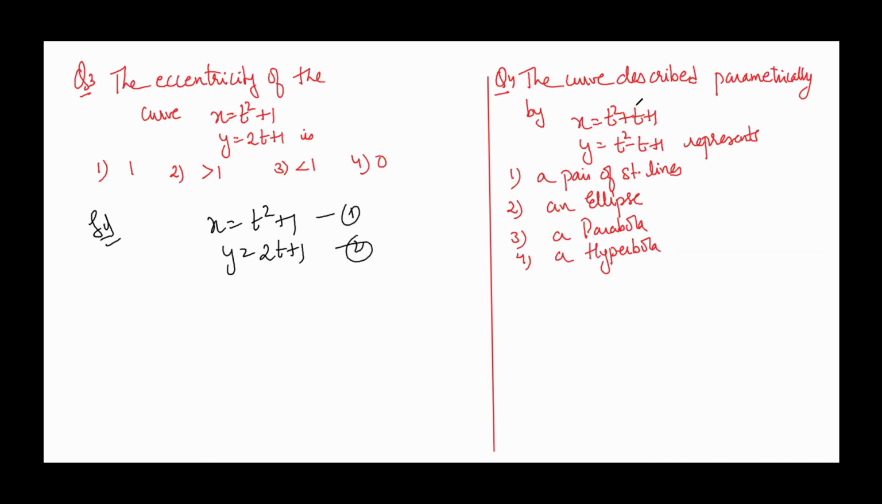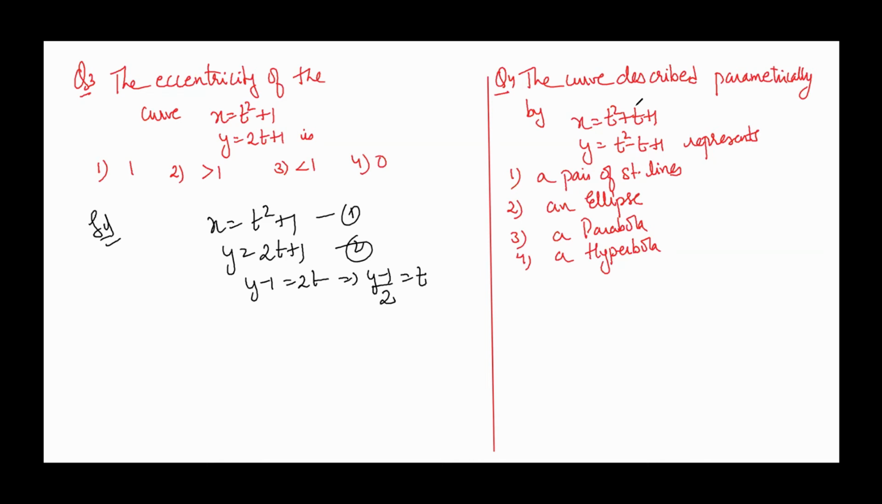So how do I eliminate that? I just take the value of t from equation 2, and that is y minus 1 is equal to 2t, and further (y minus 1) upon 2 is equal to t, and I just put this value of t in equation 1. So this is how I eliminate. In whatever manner you can eliminate, by squaring, adding, subtracting, dividing, or multiplying, you just eliminate the variable, and when you eliminate that variable, you get an equation in x and y, and that equation is the equation of the curve or the equation of the locus.